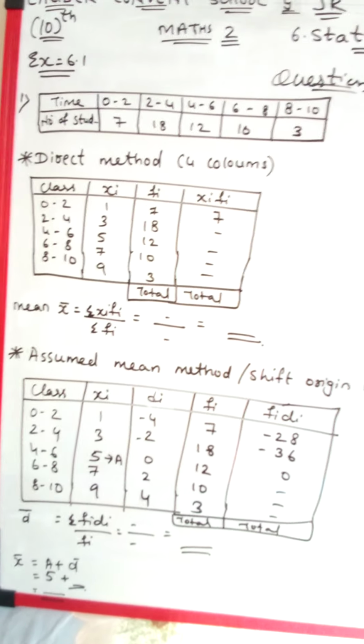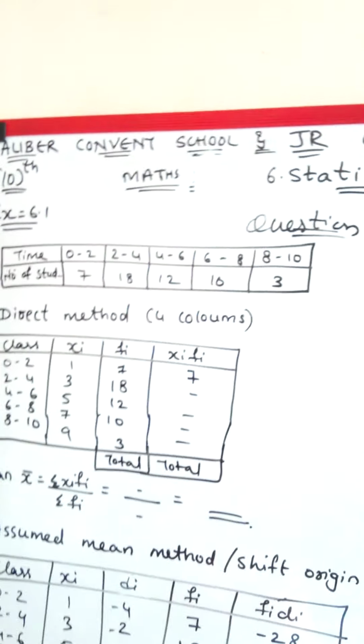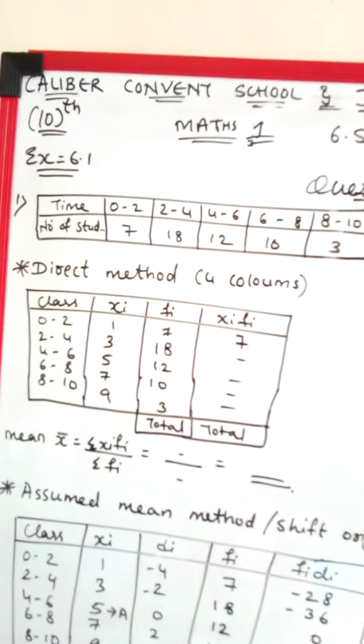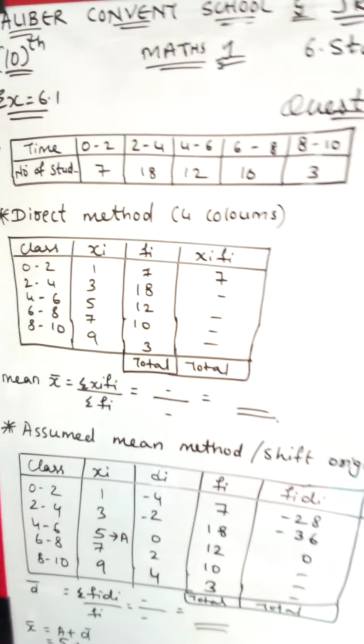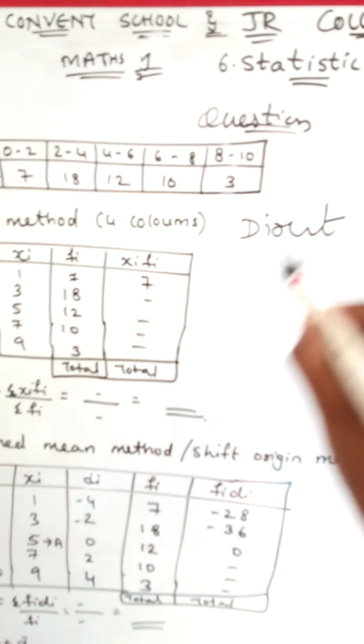In today's video we will study the last chapter of your maths 1 portion, that is statistics. Okay students, in statistics, in this question you have to solve four things. First, the direct method is there.